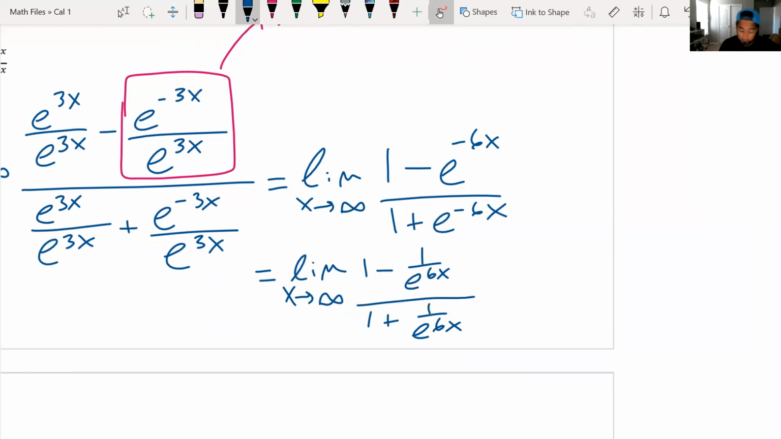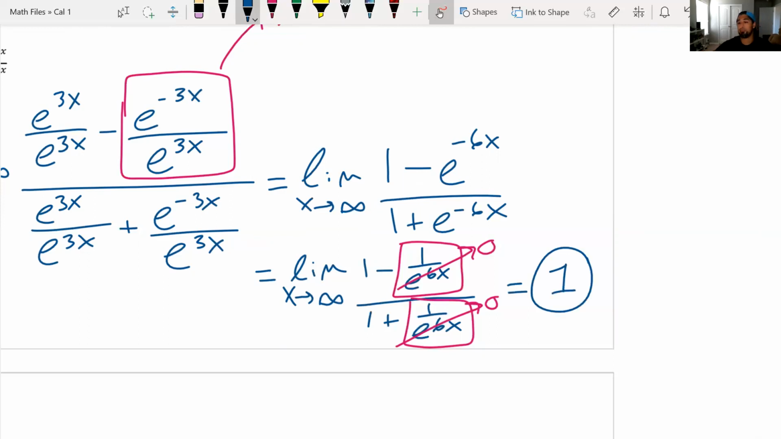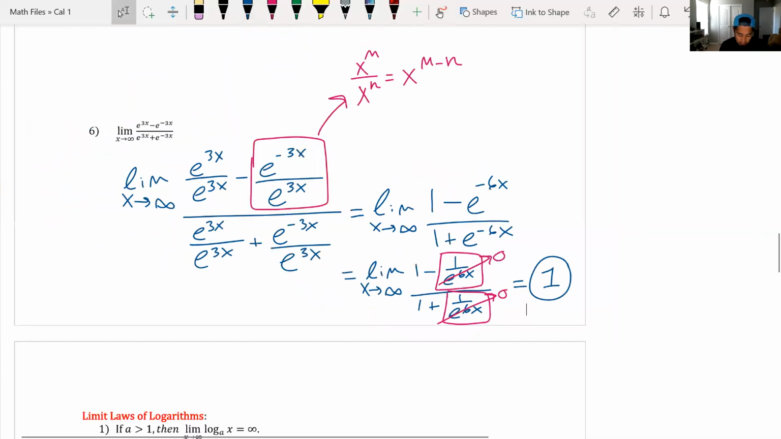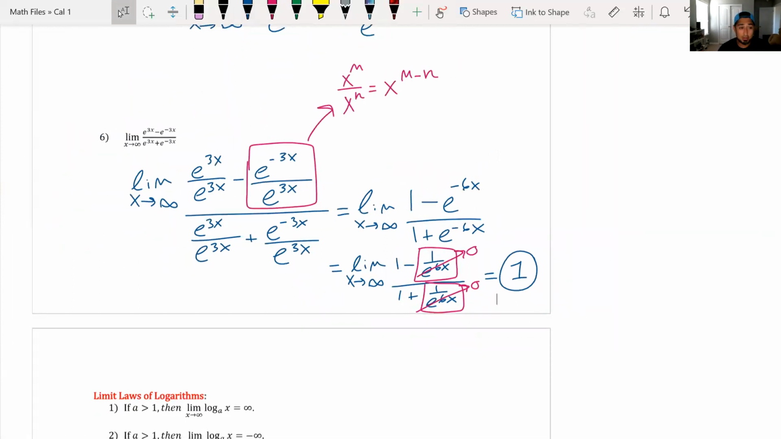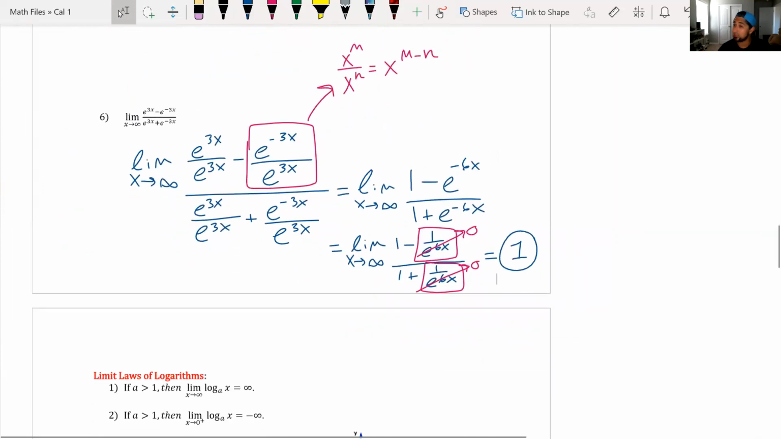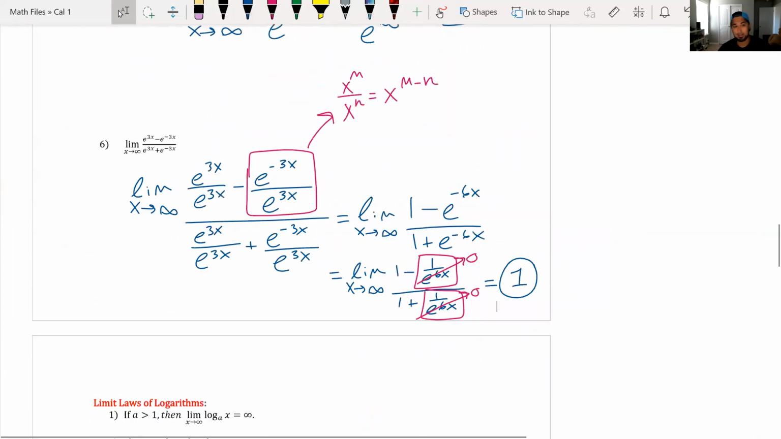Which means that we've seen this before. This limit and that limit are both headed towards 0. So our only answer here is 1 over 1, or just 1. There you go. All right, good stuff. And that was solving exponential limits. Look at that. Fast lesson.